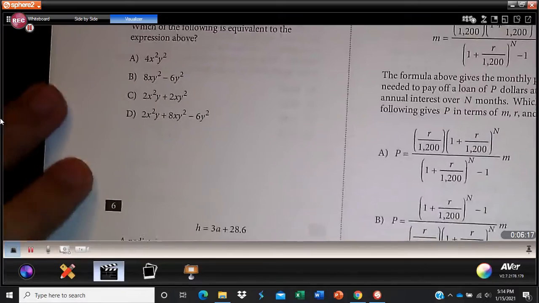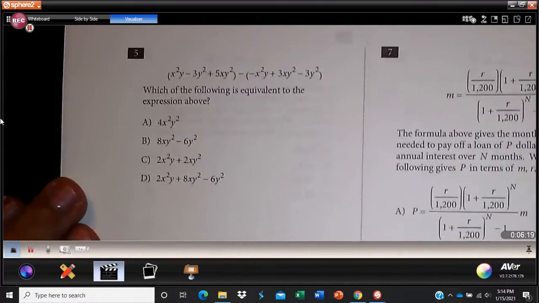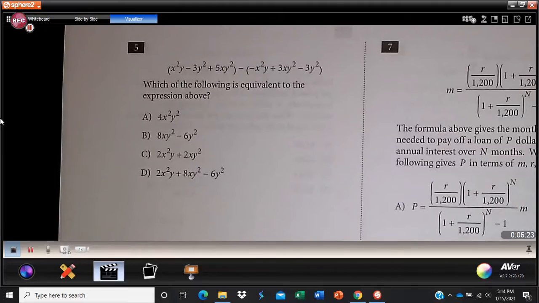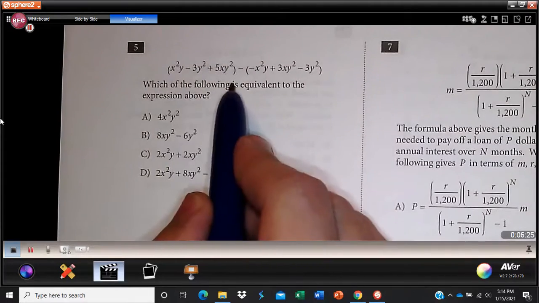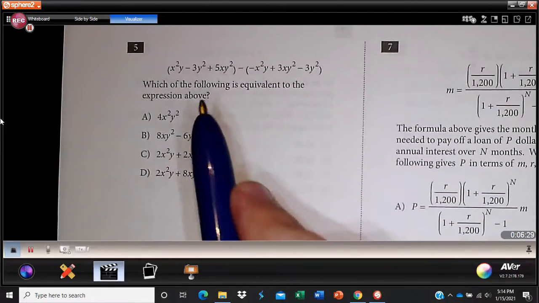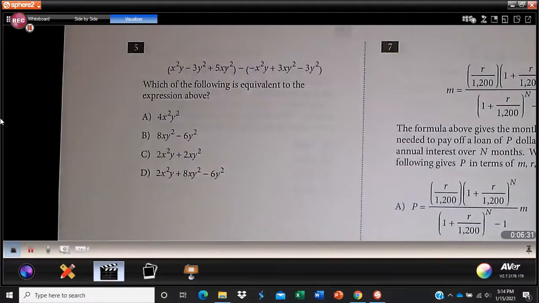And then let's do problem 5 next. Okay, so this one's a bit messy, just looking at it. I have this big long expression and then minus another big long expression. Which of the following is equivalent to the expression above? Okay, so it sounds like they're asking me to simplify this.